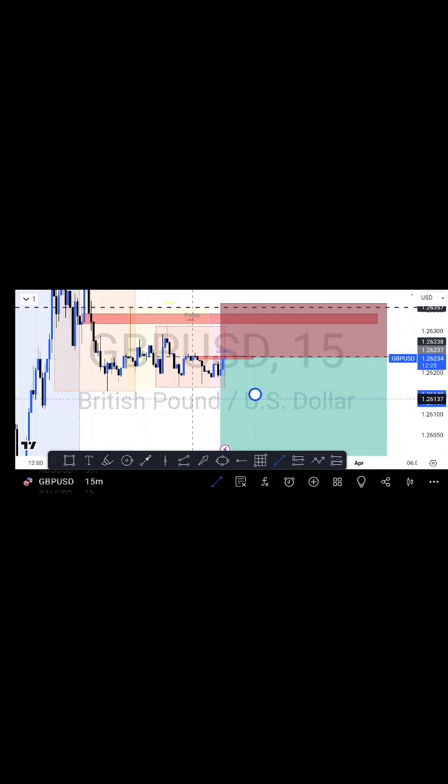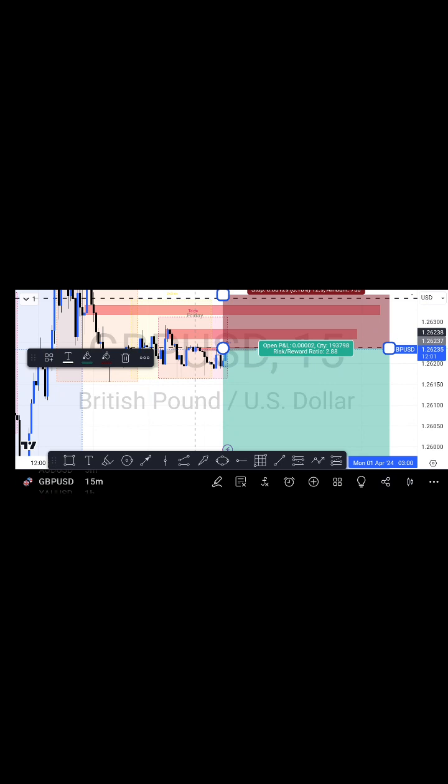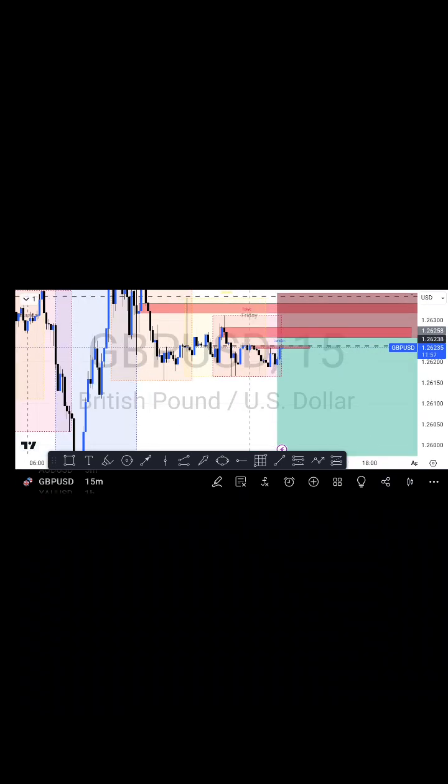So enter your sell positions right now, and then we might enter more positions at this level here, because this is a high quality order block. It's still not been mitigated as of yet. So we can enter our sell positions right now and adjust our entries to that order block right there.